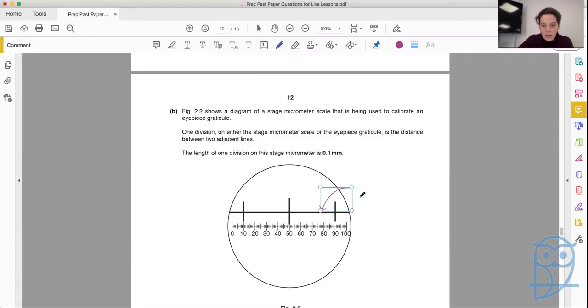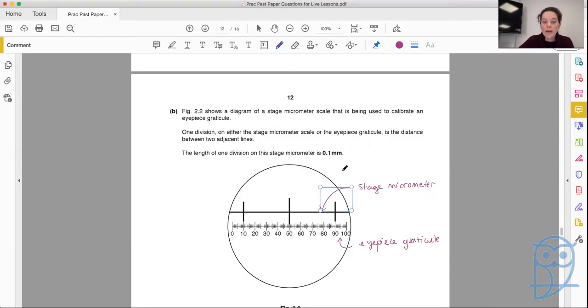This big fat one, where you can't see what's going on, that is your stage micrometer. It's the one that's sitting on your microscope slide. Okay, this one here, where you can see the full scale and it fits nicely and it goes across, there is your eyepiece graticule.